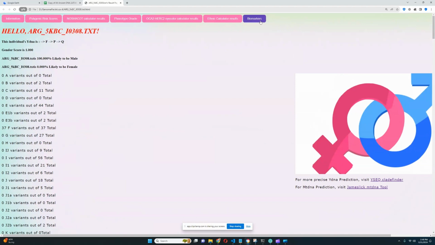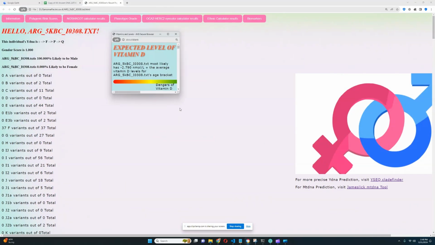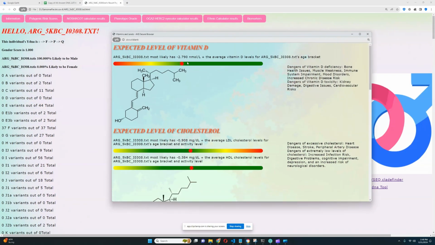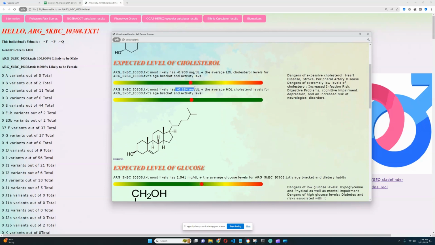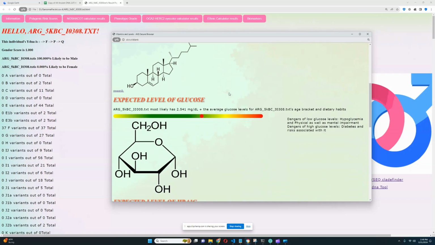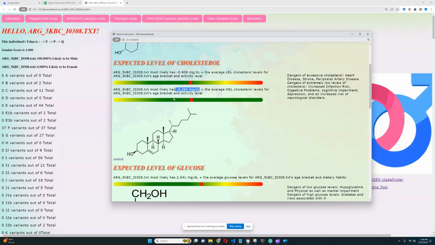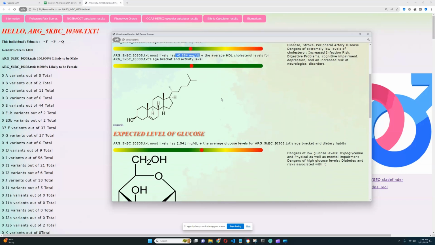In terms of the biomarkers, let's look at that real quick. So it looks like he's got a below average level of vitamin D, which is not that good, a below average level of LDL cholesterol, which is definitely very good, a below average level of HDL cholesterol, which is kind of okay, not that bad. He's not in a dangerous category, dangerous score for any of these traits.